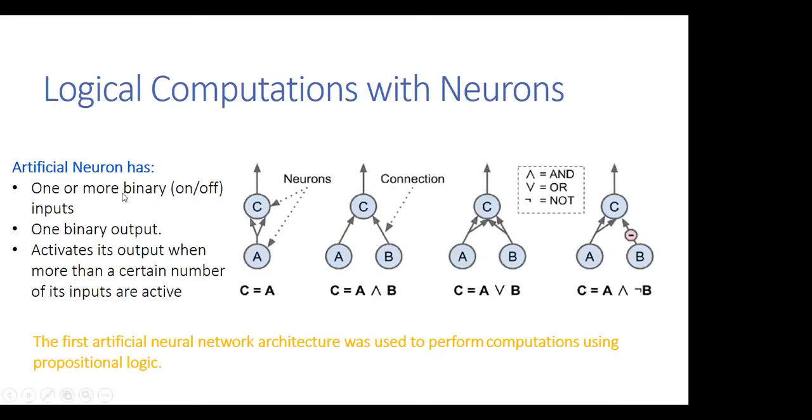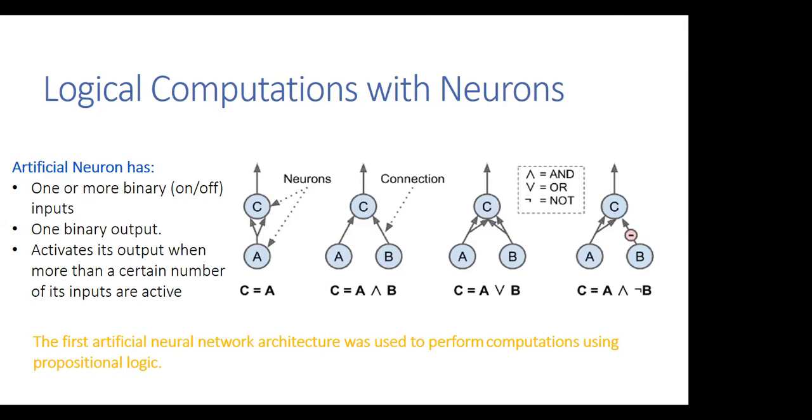The artificial neural network, the artificial neuron, can actually compute simple logical problems, and it has one or more binary inputs, which are on or off, and one binary output. The output will activate when more than a certain number of inputs are activated.